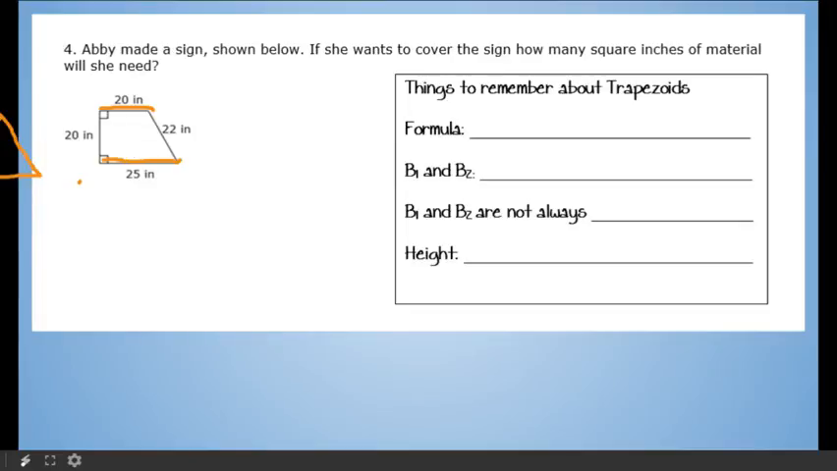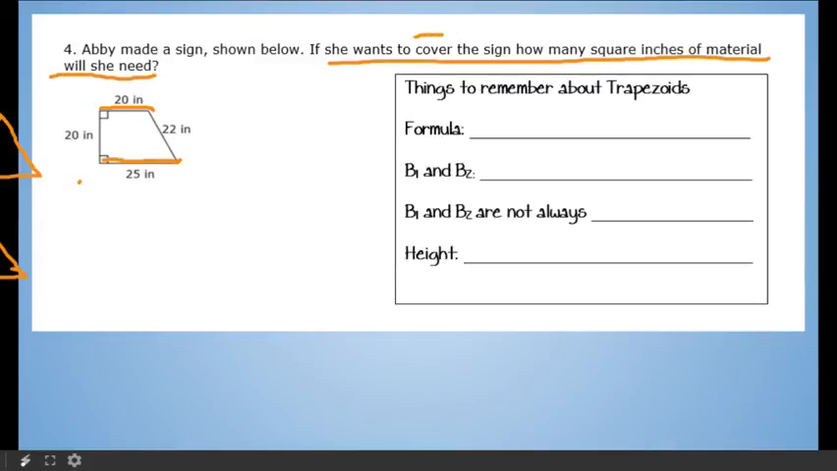This is also a trapezoid. So trapezoids can look a variety of ways. It can have right angles, but it doesn't have to have right angles. So first of all, we need to just be familiar with the different ways that trapezoids may look. So we are going to deal with trapezoids here, and we want to know what we're finding out about the trapezoid. It says she wants to cover the sign, and we're going to figure out how many square inches she will need.